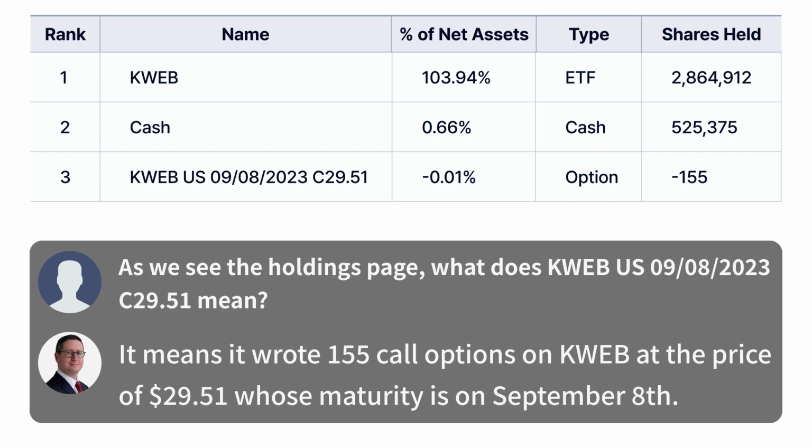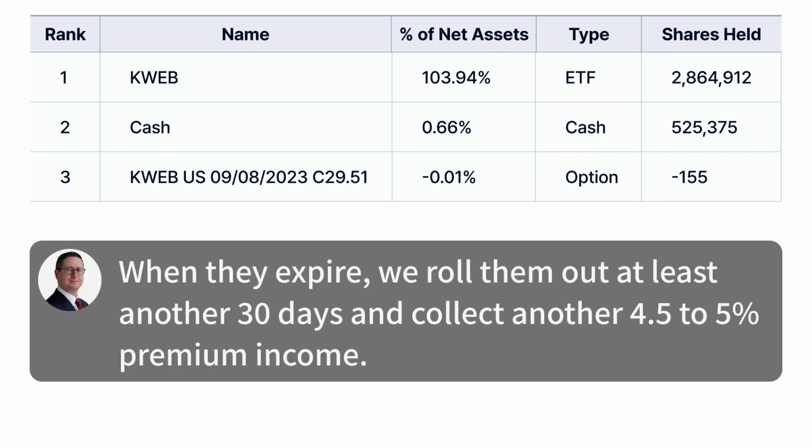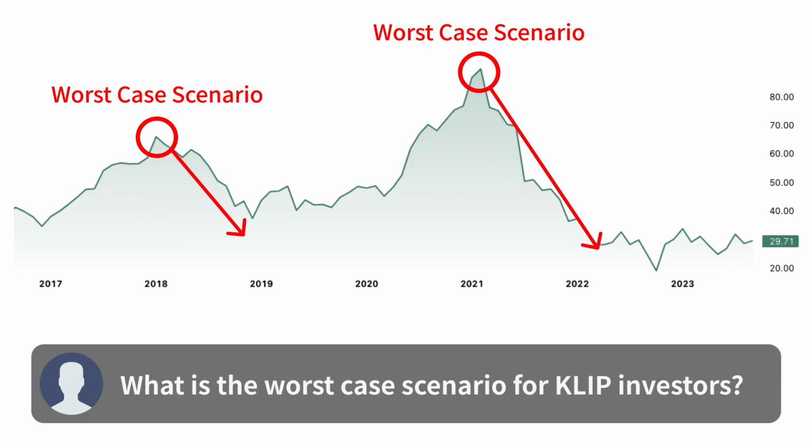As we see the holdings page, what does Kwab US 0908-2023 C29.51 mean? It means it wrote 155 call options on Kwab at the strike price of $29.51, whose maturity is on September 8th. When they expire, we roll them out at least another 30 days and collect another 4.5 to 5% premium income. What is the worst case scenario for KLIP investors?